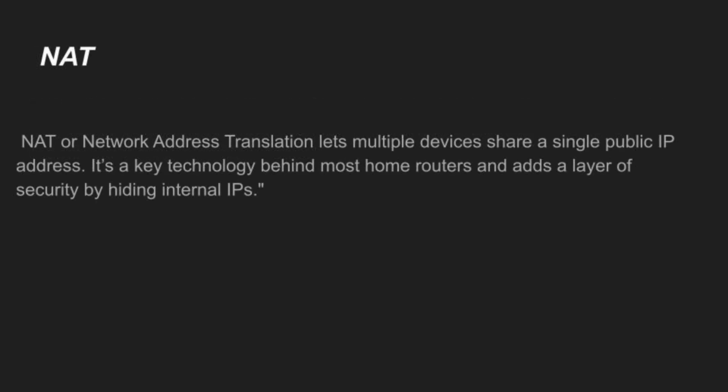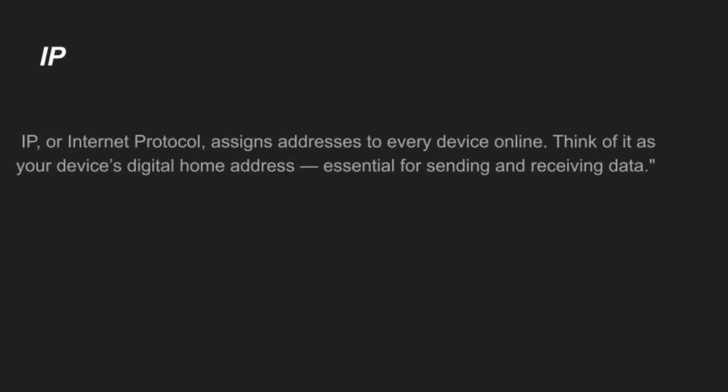NAT. NAT, or network address translation, lets multiple devices share a single public IP address. It's a key technology behind most home routers and adds a layer of security by hiding internal IPs. IP. IP, or Internet Protocol, assigns addresses to every device online. Think of it as your device's digital home address, essential for sending and receiving data.